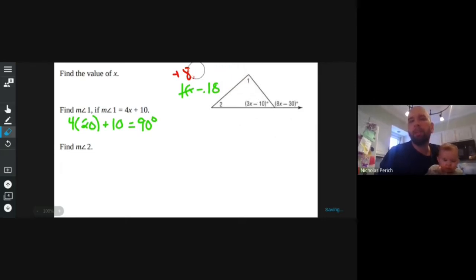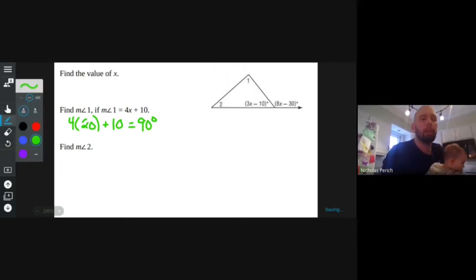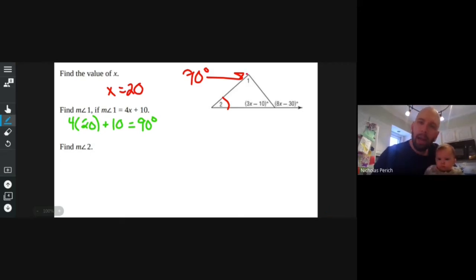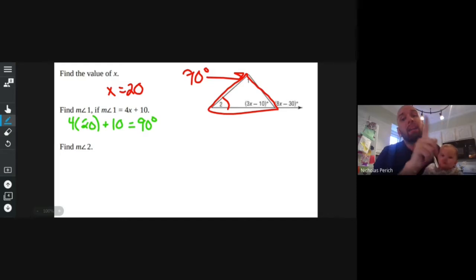The most important thing to finishing this problem is understanding that x is 20. That allowed angle 1 to be a perfect 90 degrees. I have to find the measure of angle 2, and it gives us 0 information about it, except for the fact that what I have right here is a triangle. Angle 1 is 90 degrees. Angle 2, I can easily find, because if I have 3x minus 10, then angle 2 is going to be 3 times 20. What's 3 times 20, baby?